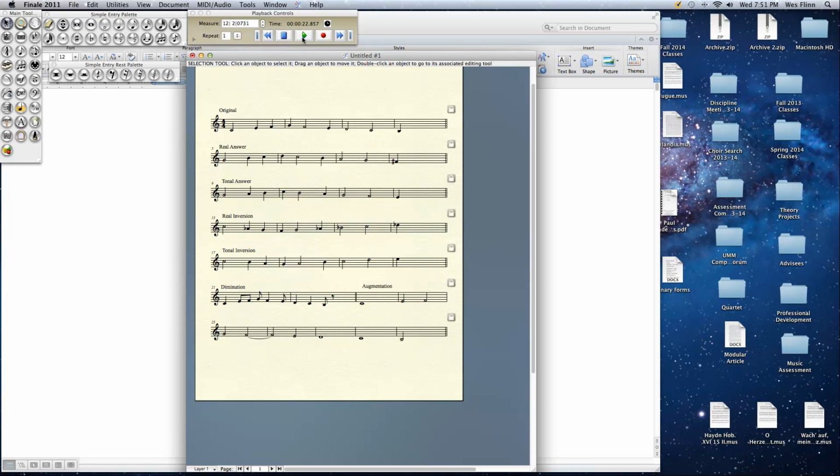The contour is the same. We just made some subtle changes here and there so that we stay in C major. You can also invert a motive. And as with the answer, when you have a real inversion, you keep the size and quality of the intervals the exact same. You just flip them over. So any ascending interval becomes a descending interval and vice versa. Here's what the real inversion of that particular motive sounds like.